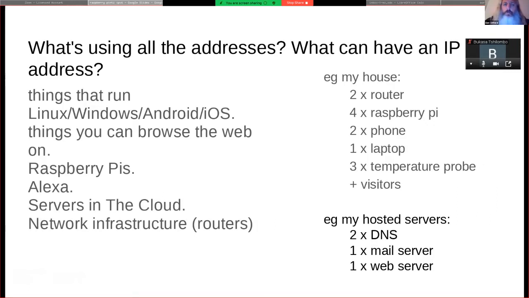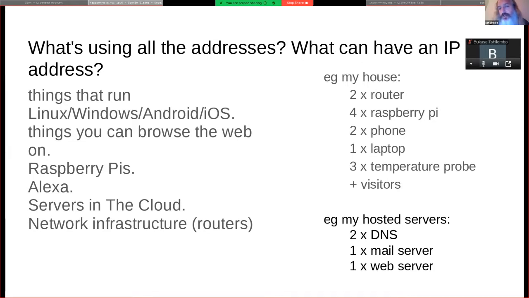So what can use these addresses now? Well, anything that runs Linux, Windows, Android, OS, things you can browse the web on, for example, Raspberry Pis, of course, if you've got an Alexa in your house. On the other side of things, all of the web servers, Netflix has loads of servers that stream video to you, your router in your house, for example. All of these things that want to participate in the internet, they all have to have an address.